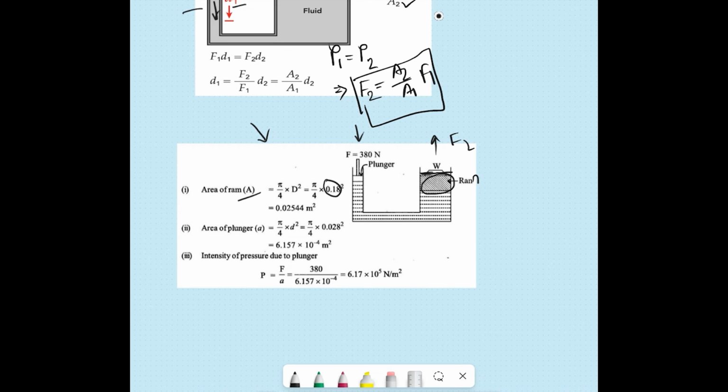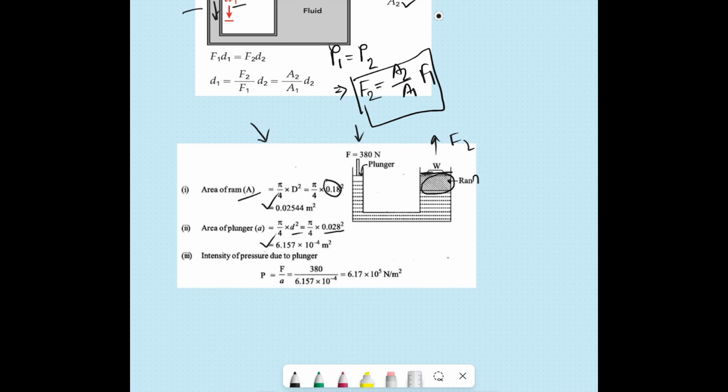In that case, same equation, pi by 4 d square, and obviously we have got the value of d here, which is 0.028, and that will be whole square. So we'll get the smaller piston value, and the larger one, which is called the ram within this question.